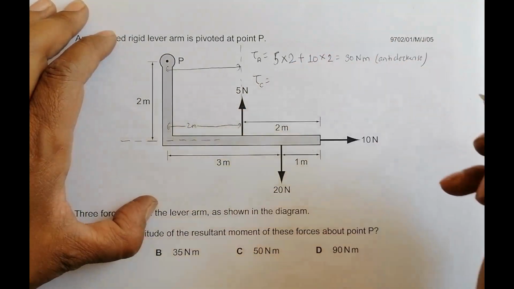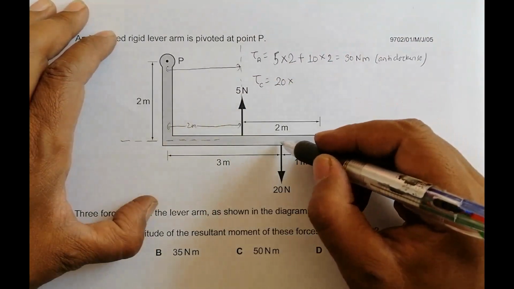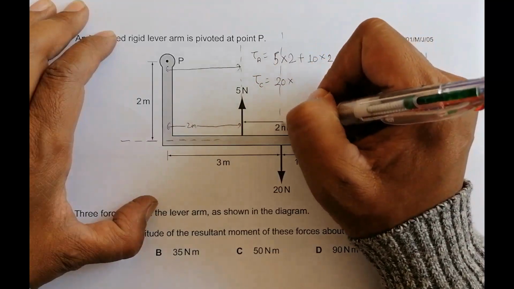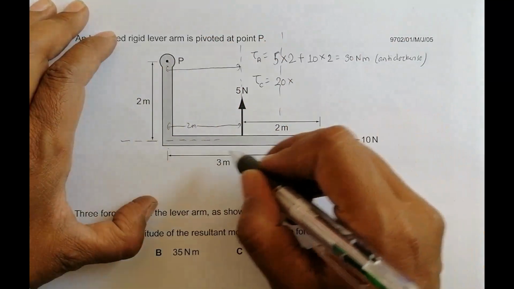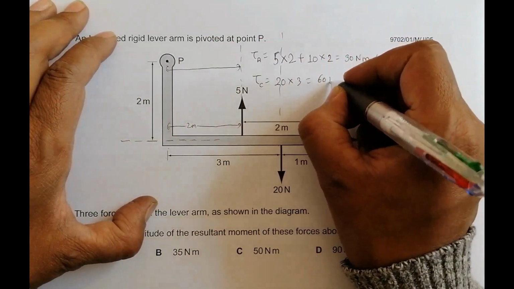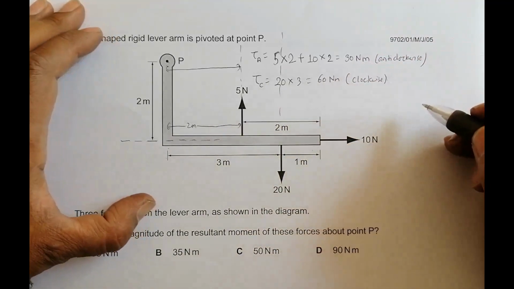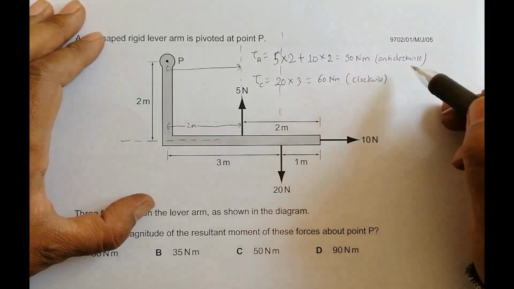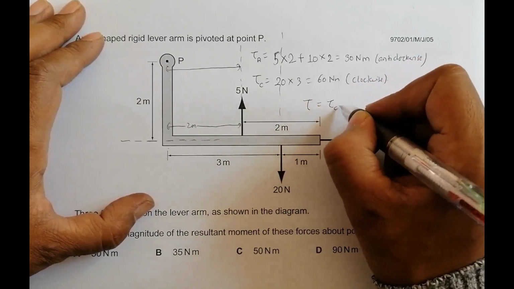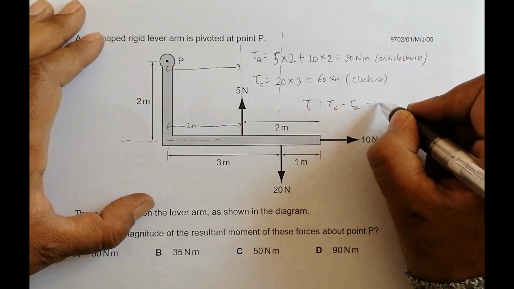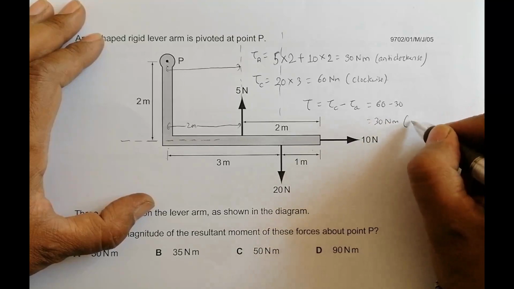So tau clockwise should be equal to 20 into this distance. The distance is from here till here, and here to here is the same. So it's equal to 3. That's equal to 60 Newton meter, and it is clockwise. Now we have got two torques here: one is clockwise 60, one is anti-clockwise 30. So the resultant moment or torque is equal to tau clockwise minus tau anti-clockwise. That gives me 60 minus 30 equal to 30 Newton meter, and that is ultimately clockwise.